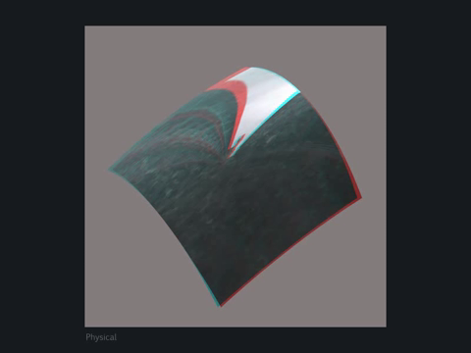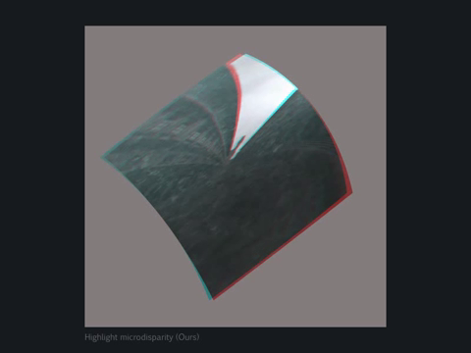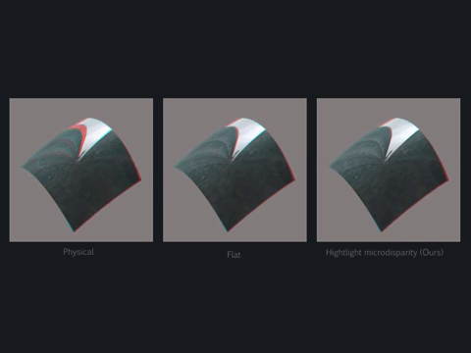This simple surface results in unpleasant physical reflections. Change of the highlight shape can be observed in the upper part of the object. Flat reflections look unrealistic. Our approach provides a compromise.